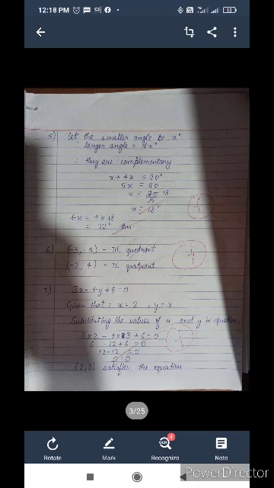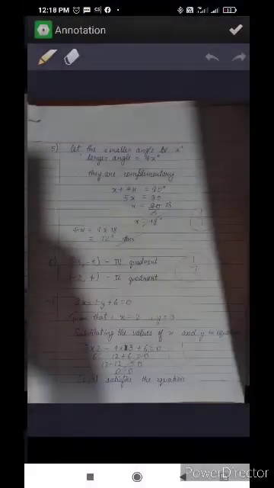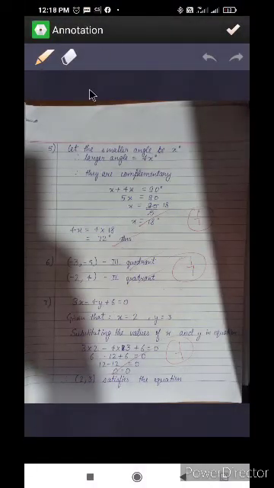Again, let me take the notation. We know that complementary angles are those angles whose sum is equal to 90 degrees. I have told you, C for complement. So let the angle be x. If the angle is x, then the complementary angle will be 90 minus x.